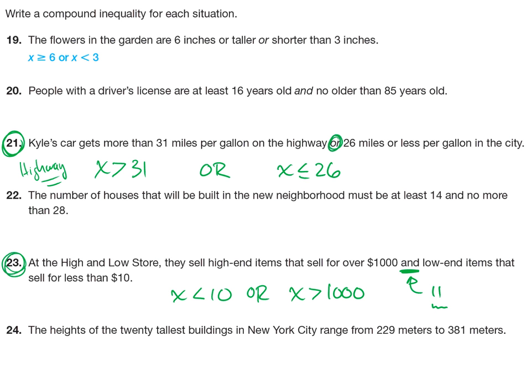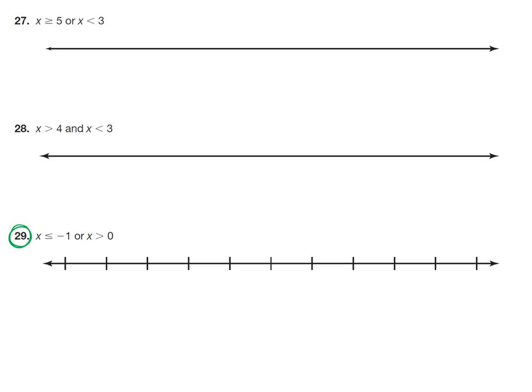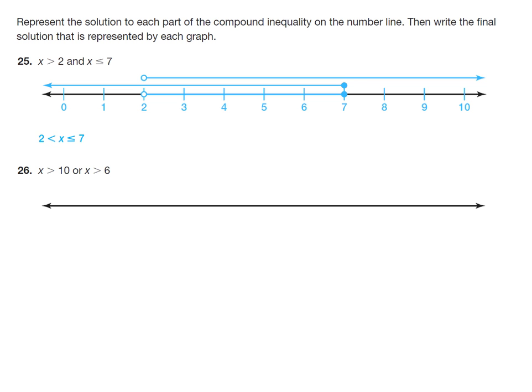It says nothing about the compound inequality in its nature, right? So the prices are either less than 10 or they are greater than 1,000. There are no numbers that are less than 10 and greater than 1,000. It's just mathematically impossible. Let's see, we're looking next at question 29. And the directions for 29 says, represent the solution to each part of the compound inequality on the number line.